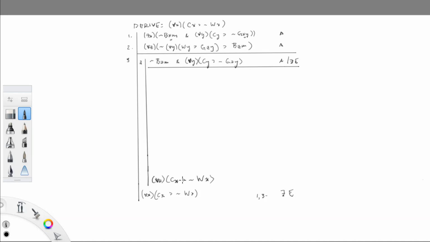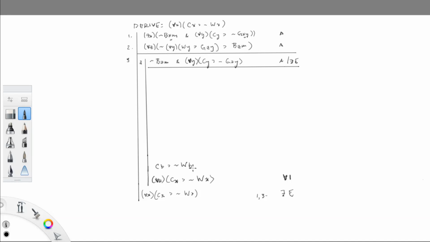Once again, we could think about getting this conditional by establishing an instance of this universal generalization from a conditional that we get by conditional introduction, but we won't worry about doing it that way. We're going to get an instance here: CB horseshoe tilde WB, but we're not going to get it by conditional introduction. So we are going to aim for this conditional. If we get it, then we can use universal introduction on it.